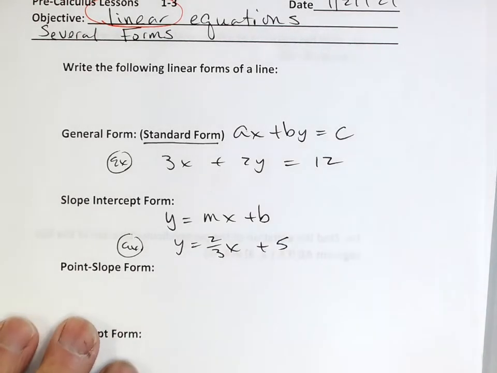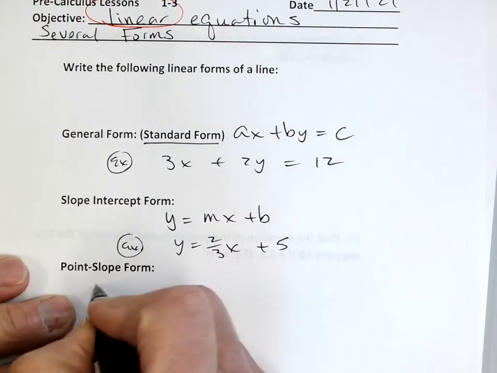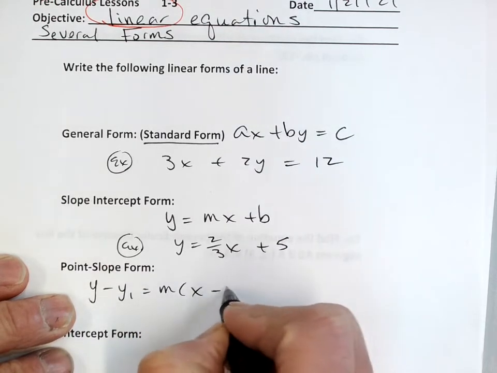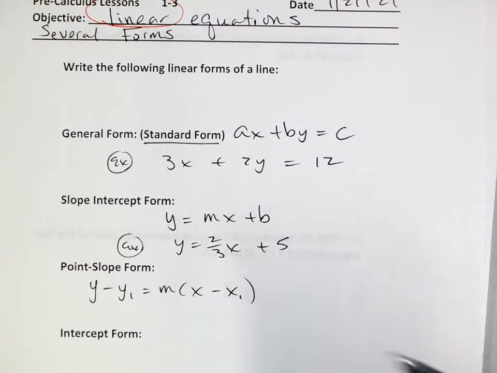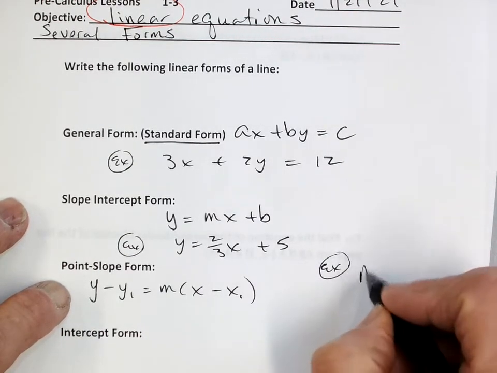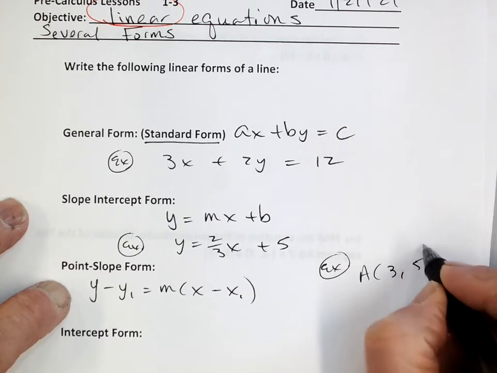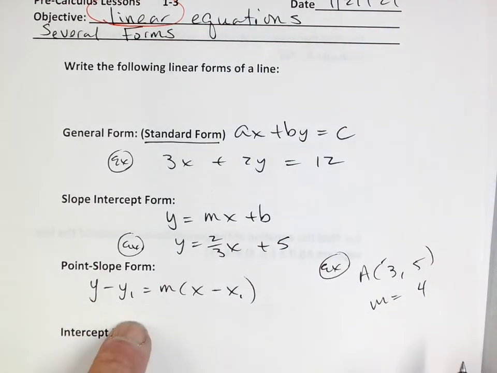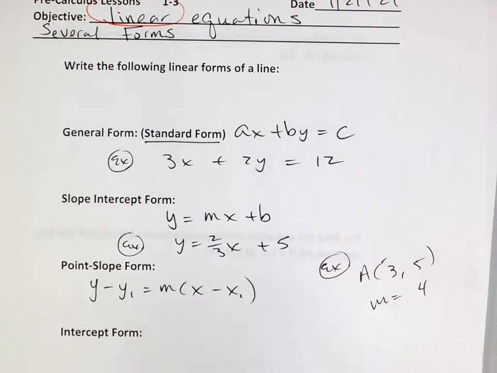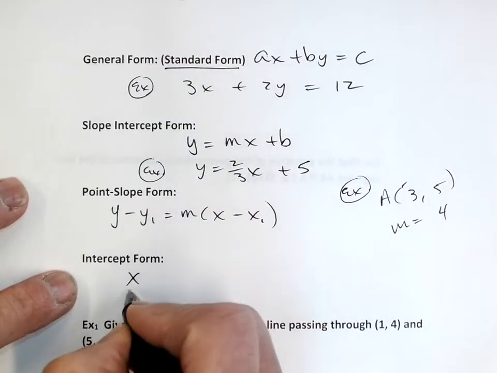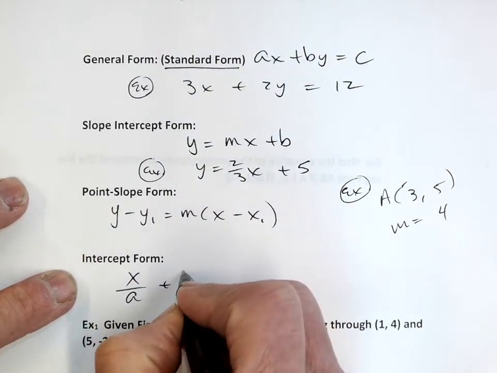Point slope form, which I like, is y minus y1 equals m times x minus x1. And I like this one if I do have a point and a slope. So an example is if I were given a point, let's say 3, 5, and my slope is maybe 4, I would use this form instead of y equals mx plus b. I think it's faster.